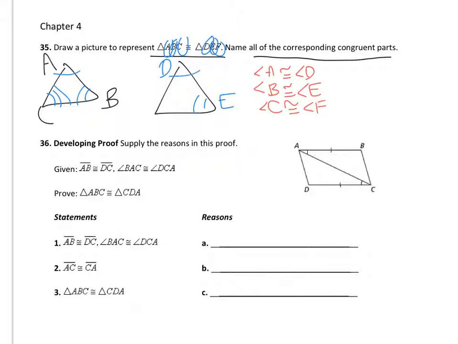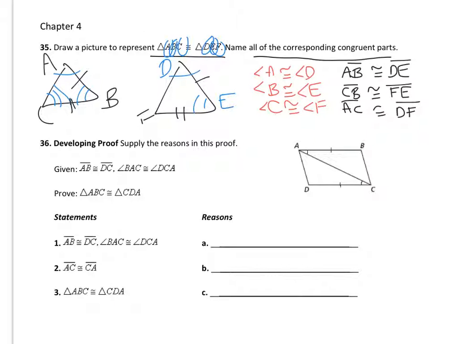And then I have to go through and list the segments that are congruent. So AB, the segment, is congruent to DE, the segment. One tick, one tick. CB, the segment, is congruent to FE, the segment. 2 ticks, 2 ticks. AC, the segment, is congruent to DF, the segment. 1, 2, 3, 1, 2, 3. So 3 angles, 3 segments.